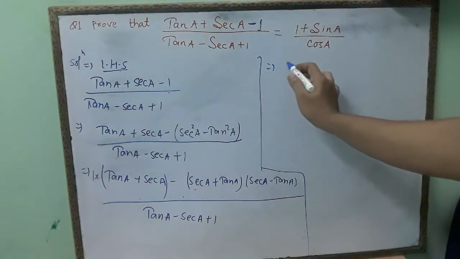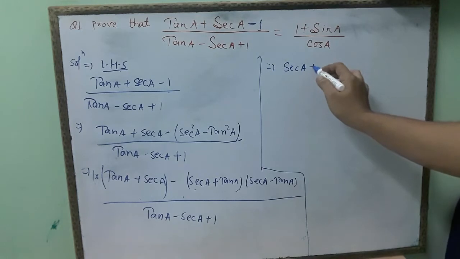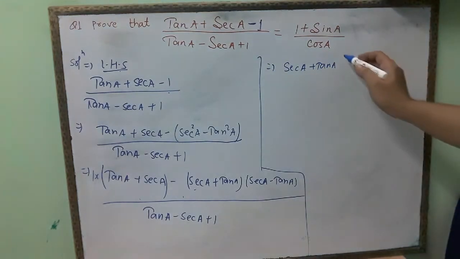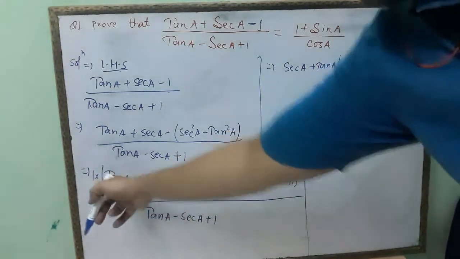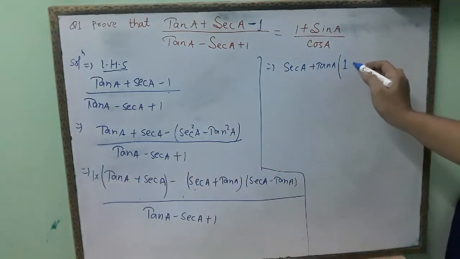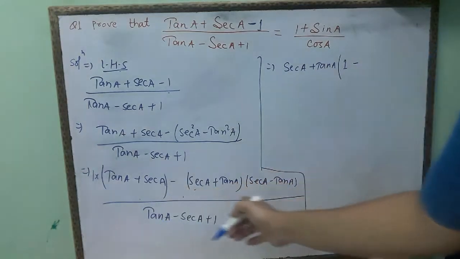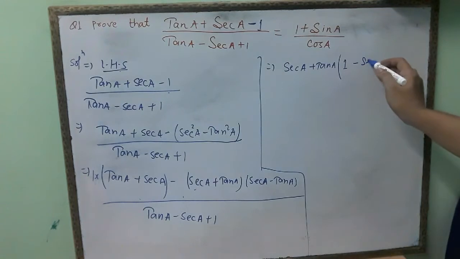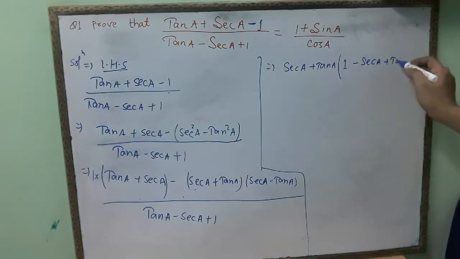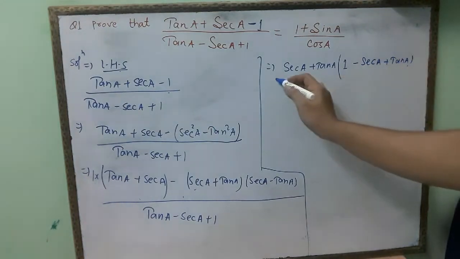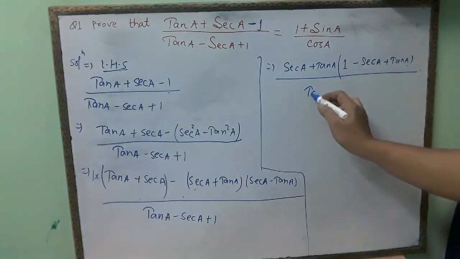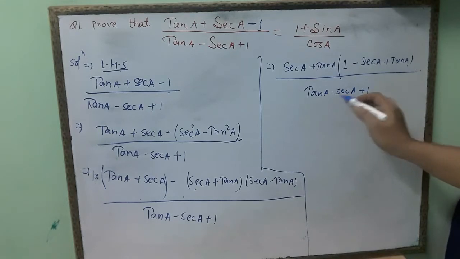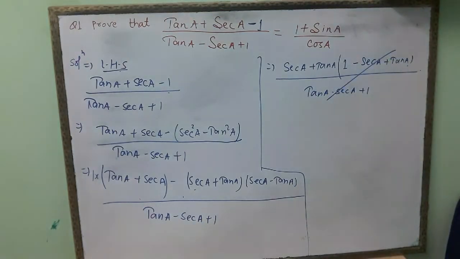So I will take common sec a plus tan a. Now here 1 will be left, minus, here minus is there, this one will be left, so we will change the sign of this one. So first I will write minus sec a, then I will write plus tan a divided by denominator, that is tan a minus sec a plus 1. This one and this one will be removed.